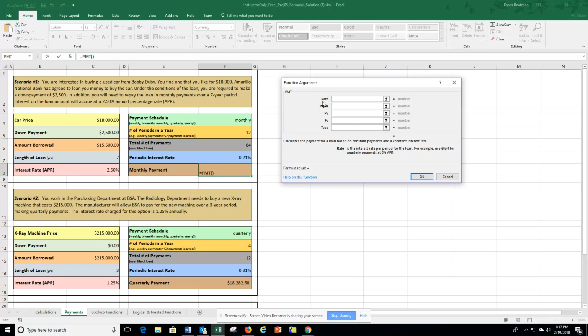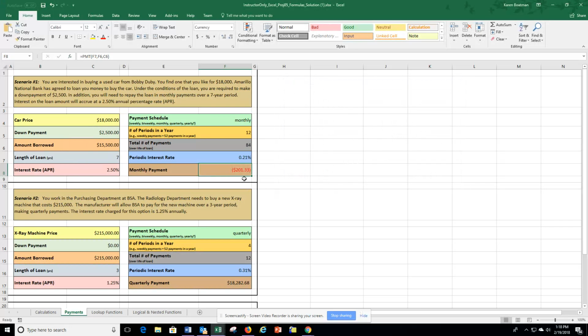Now, we have already figured out the rate. So our periodic interest rate is actually this F7, because we've already done the math here, so we don't have to do the math here. We know that we have a number of payments for this loan, and those are going to be 84 payments. And then we know that our present value for this loan is the amount that we borrowed from Emerald National Bank. It's going to be $15,500. So pretty simple, pretty straightforward, because we've already done all the hard math here in our little spreadsheet.